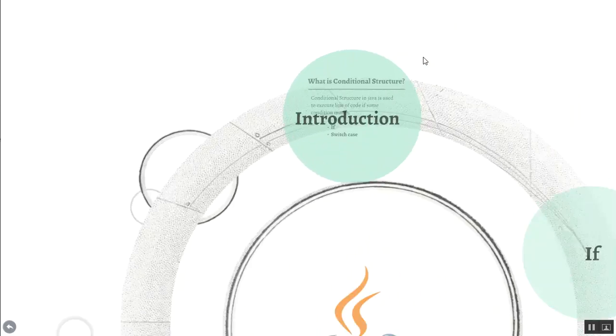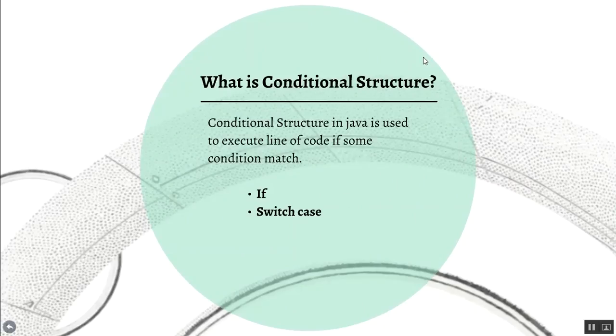So let's start. What is the conditional structure in Java? Conditional structure in Java is used to execute your code based on some condition. Like if your condition matches, then execute this line of code. If not, then what should happen? What other code needs to be executed? This kind of condition-based structure is covered in this lecture.